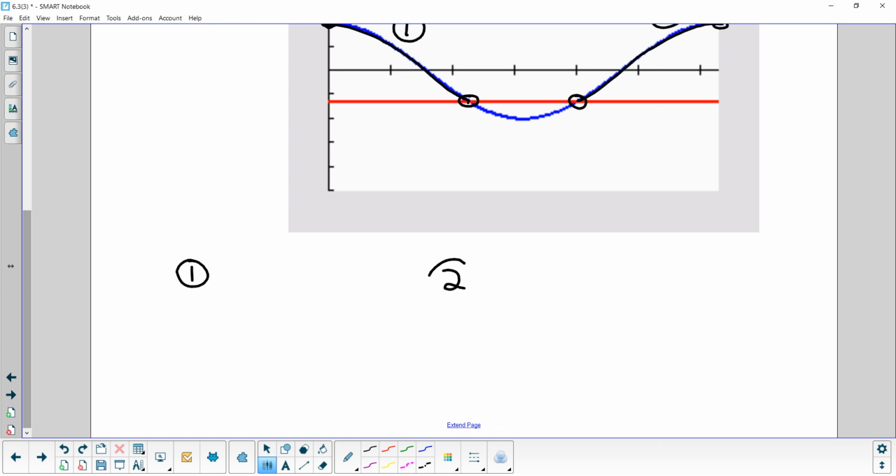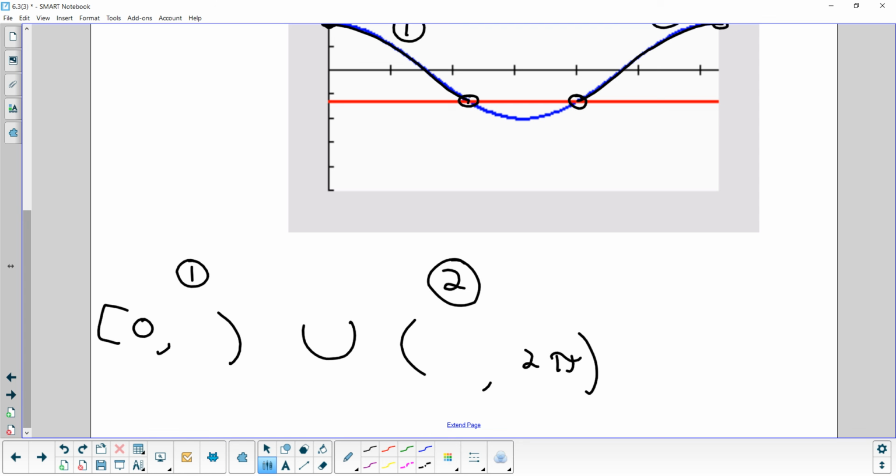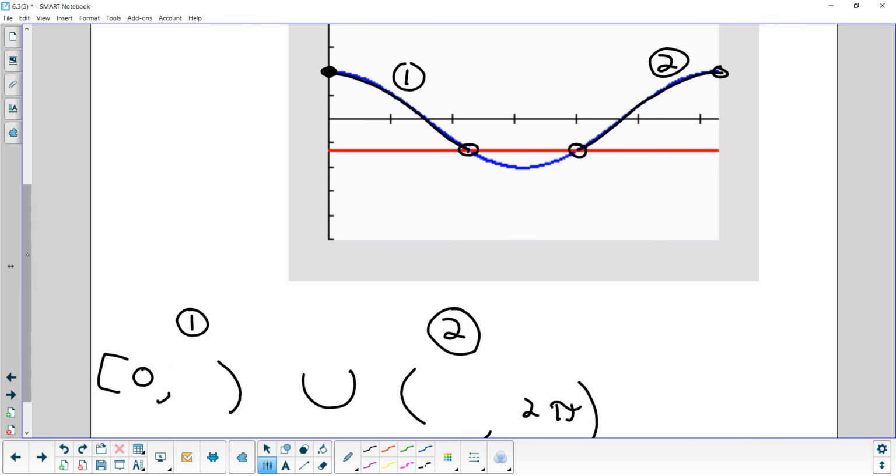Interval 1 goes from 0 up to but not including some number that I don't know. And interval 2 goes from some number I don't know, not including it, up to a number I do know, not including it. Now we have to find these 2 values. How do we find that one? What do I have to do? Find the intersection.